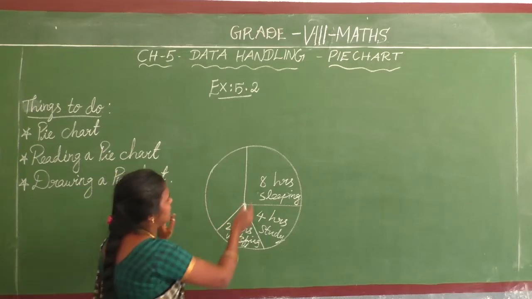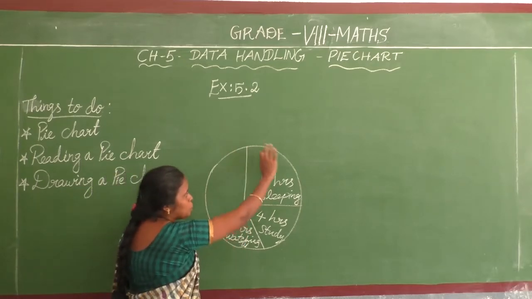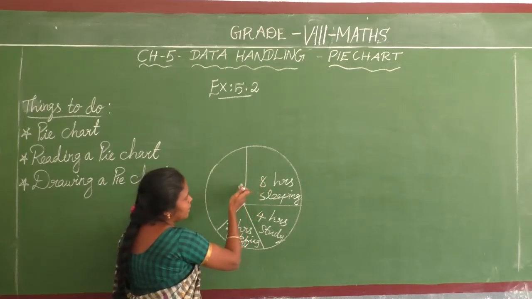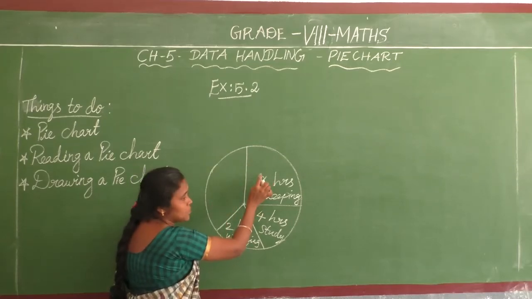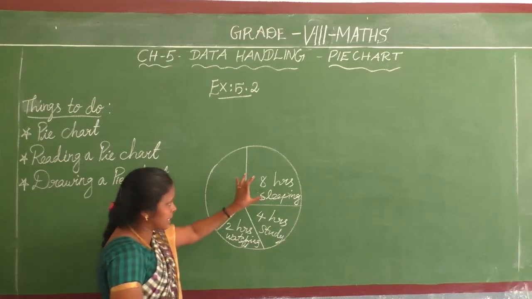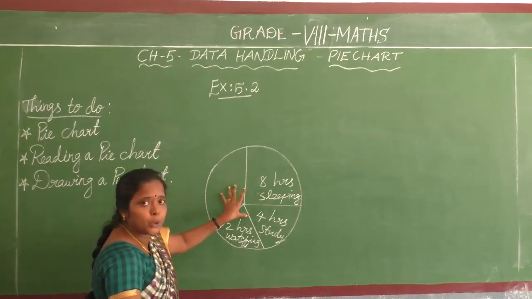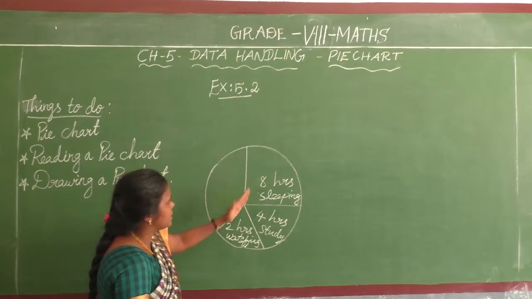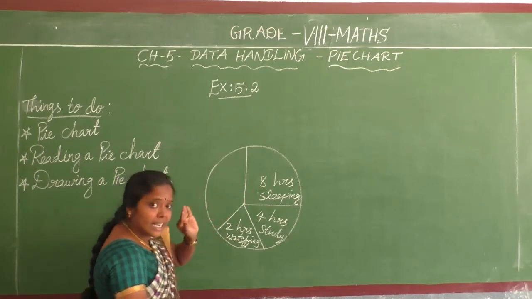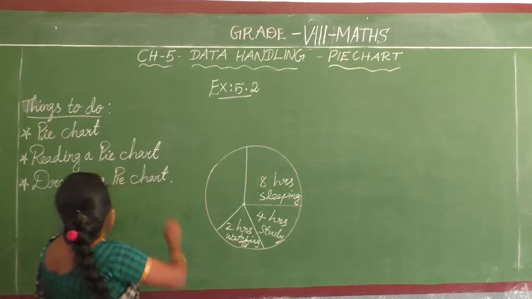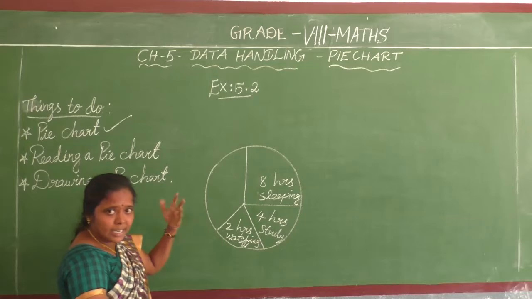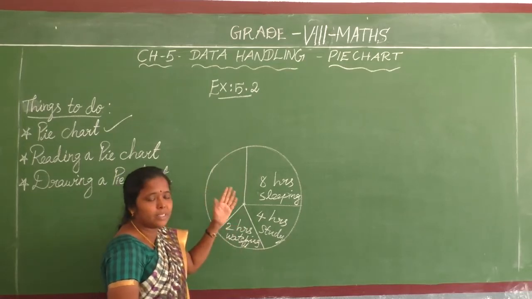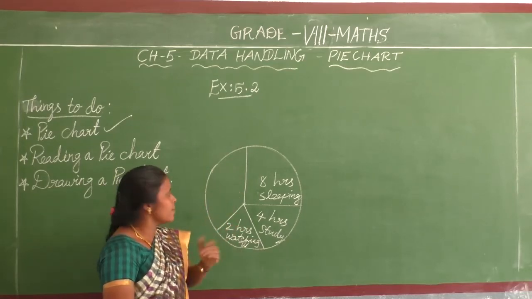The size of each sector is proportional to the activity it represents. For example, here I have taken 8 hours. Again, what is a pie chart? The collected data represented graphically in circular form is called a circular graph or pie chart.